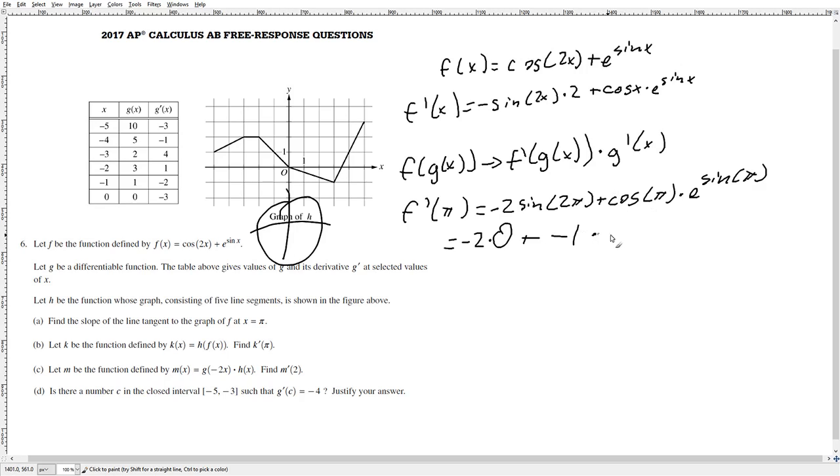Negative 1. Now we have e to the sine of pi. Sine is 0 here, so it will be e to the 0, and we know that any number to the 0th power equals 1. So this will be replaced with 1. Therefore, f prime of pi will equal this combined together, which is negative 2 times 0 is 0, plus negative 1 times 1 is just negative 1. Negative 1. There we go.